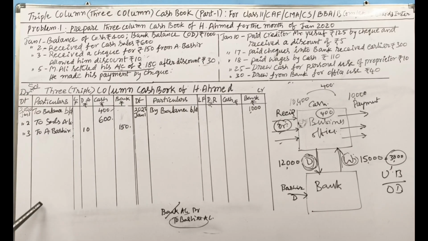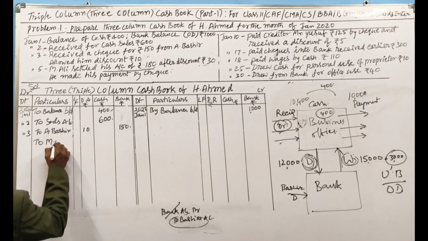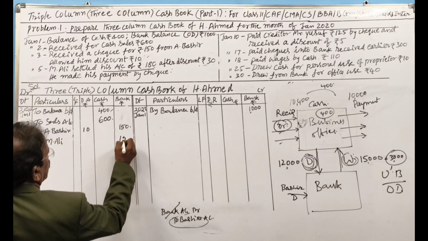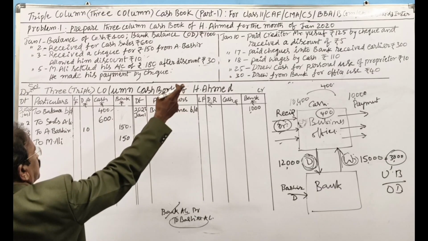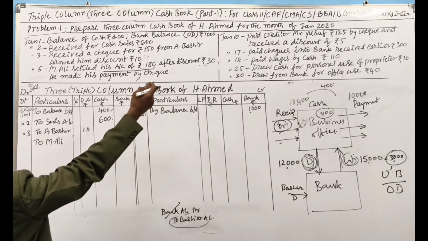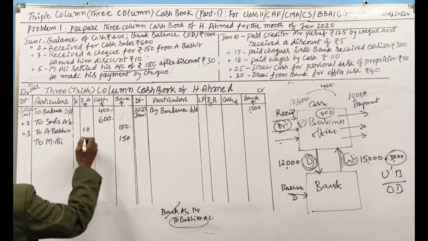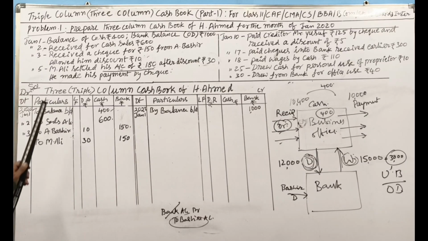When he made his payment by check, the same way as we did in the case of Bashir, we should do. Like, to M. Ali, you should write. And here 150 you should write because the total amount due is 180 and we are allowing him 30 rupees discount. 180 minus 30 is 150. In the discount column you should write 30. Over.